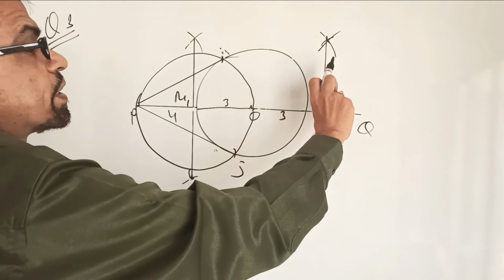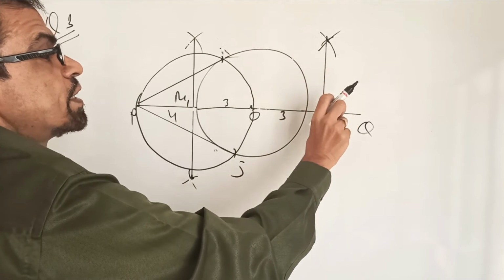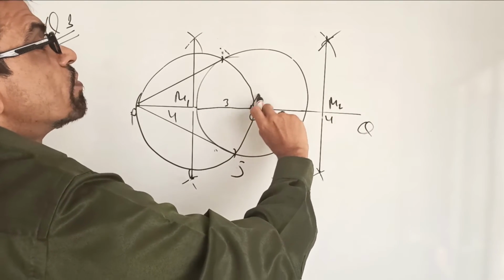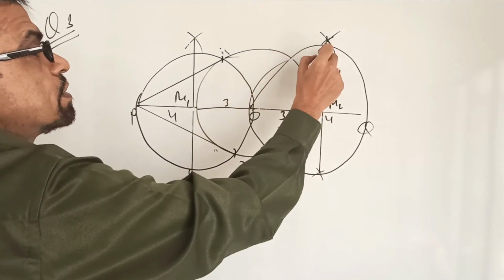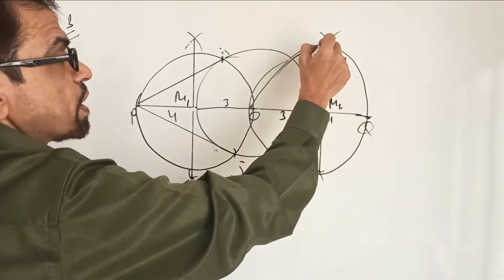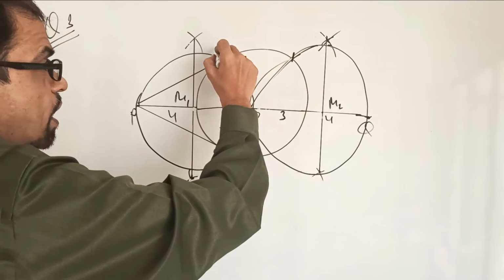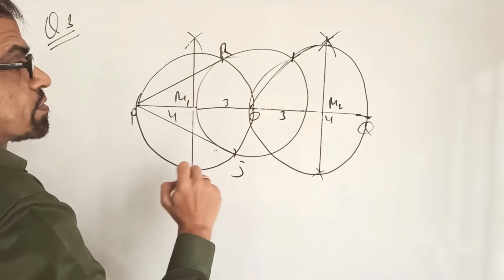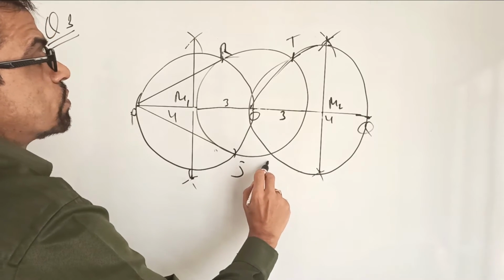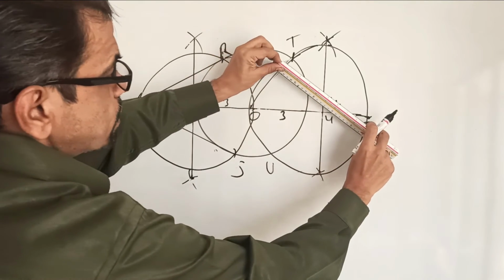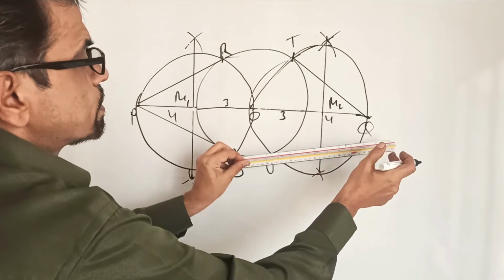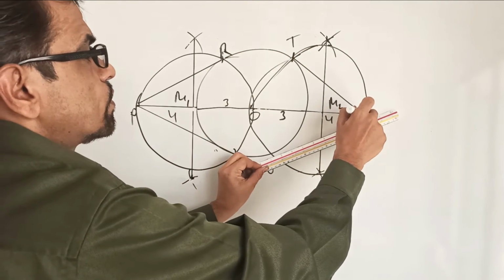And again with center M2, with radius M2Q or M2O, you need to draw one circle, roughly. So this is bisecting it. Suppose this is R and S, and suppose this is T and this is U. So you will join Q to T, then Q to U.